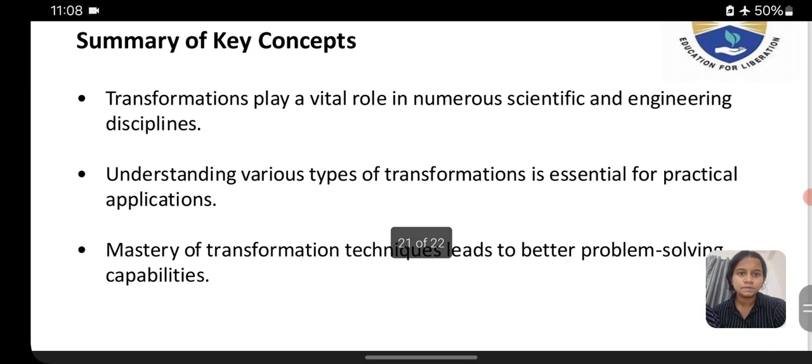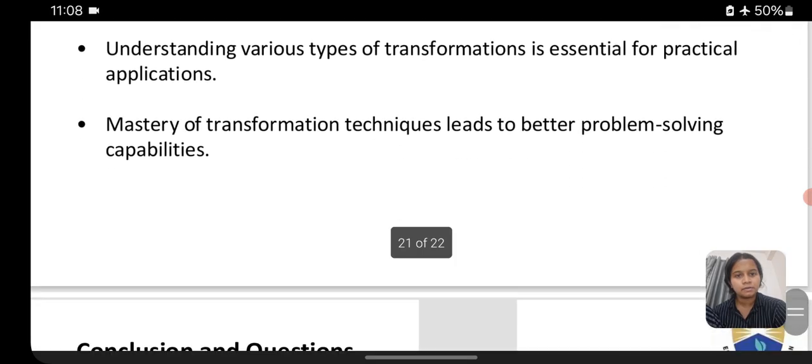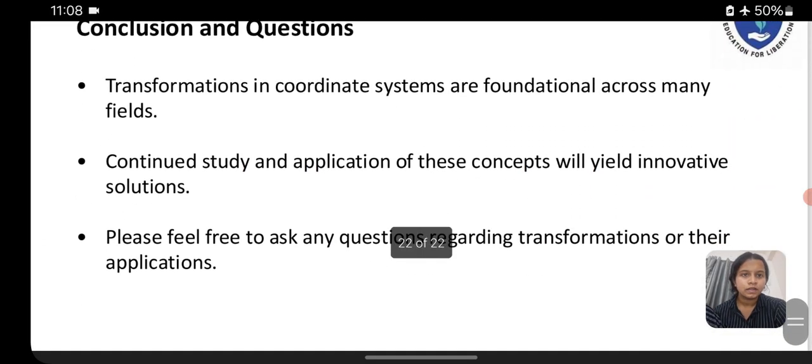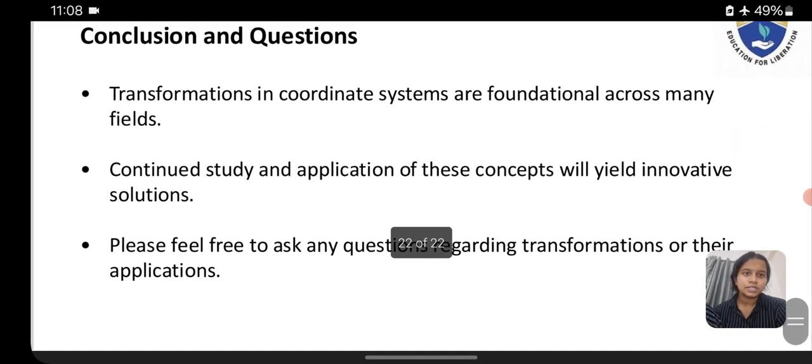Summary of key concepts. Transformations play a vital role in numerous scientific and engineering disciplines. Understanding various types of transformation is essential for practical applications. Mastery of transformation techniques leads to better problem-solving capabilities. Conclusion. Transformation in coordinate systems is fundamental across many fields. Continued study and application of these concepts will yield innovative solutions.